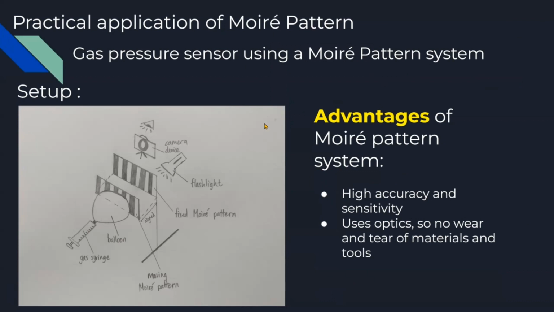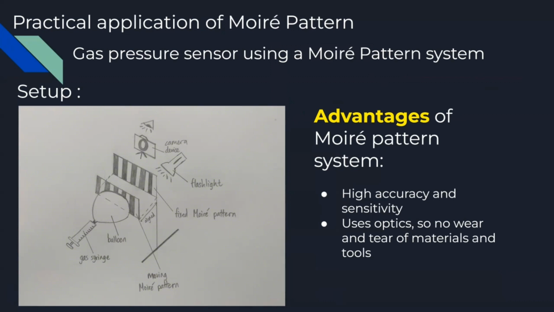As we have mentioned before, a possible practical application of the Moiré pattern system is to serve as a gas pressure sensor. This is the setup that our group had come up with. The materials and equipment that will be needed are a balloon, gas syringe, 2 Moiré pattern grids, a camera device, and also possibly a flashlight used to improve the visibility of the Moiré pattern.